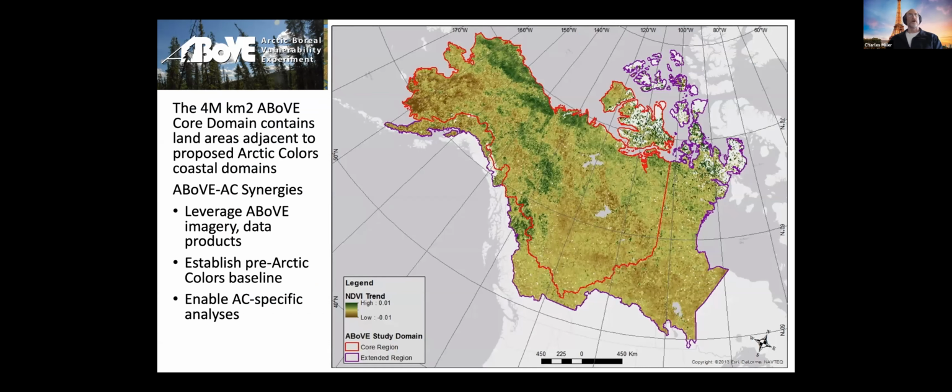ABoVE has a relatively large domain. It's approximately 4 million square kilometers, and you'll notice that it's the land areas and the watersheds that are immediately adjacent to all of the Arctic Colors areas. So there's a lot of information that can be leveraged. There's the possibility to establish some pre-Arctic Colors baselines. And in this data synthesis spirit, there are definitely some Arctic Colors specific analyses that could be undertaken with the ABoVE data that haven't currently been targeted by ABoVE researchers. Next, please, Peter.